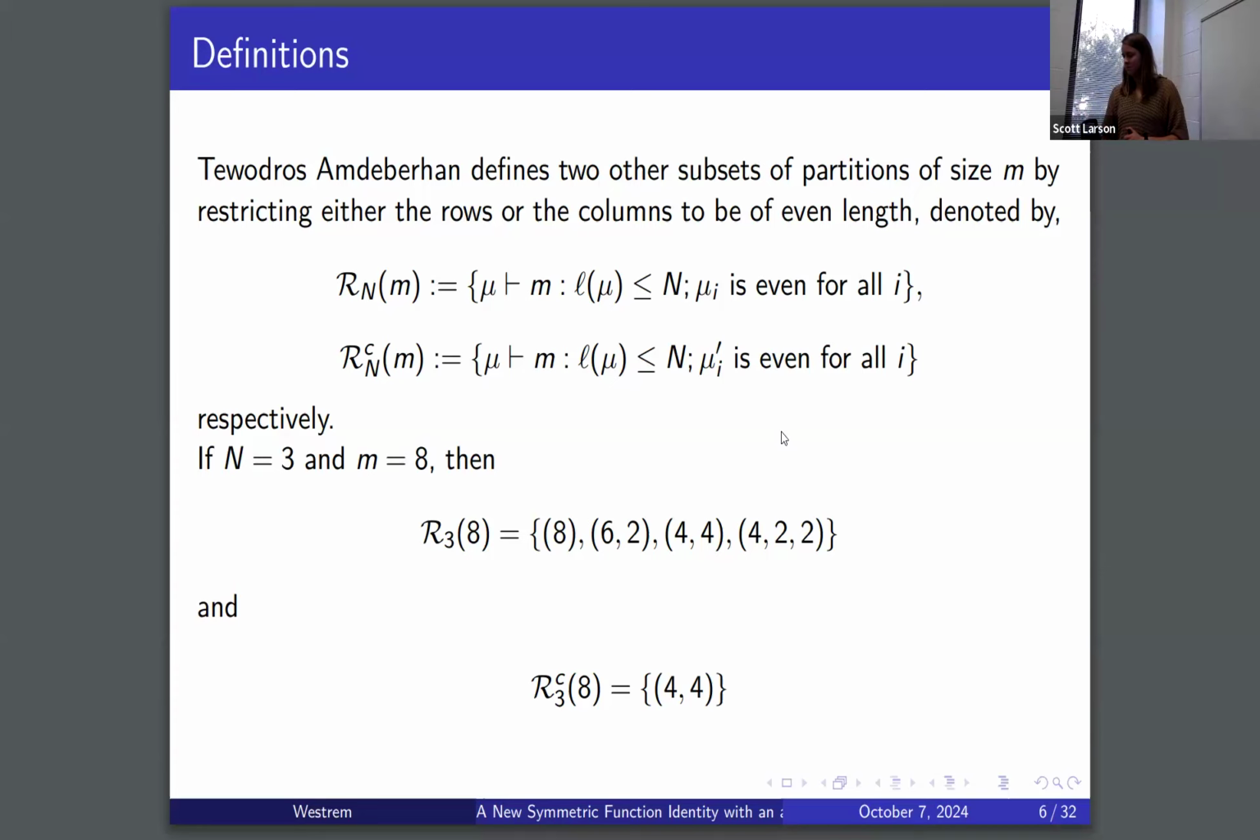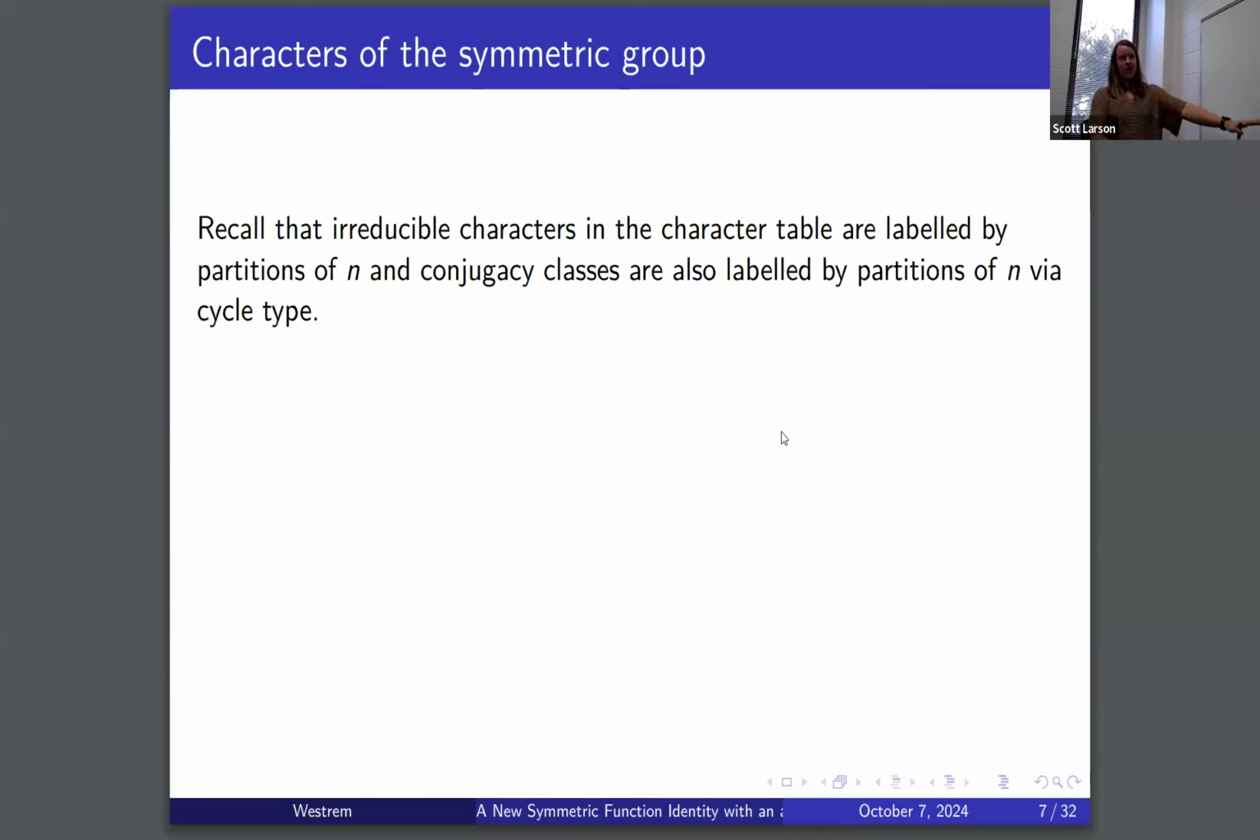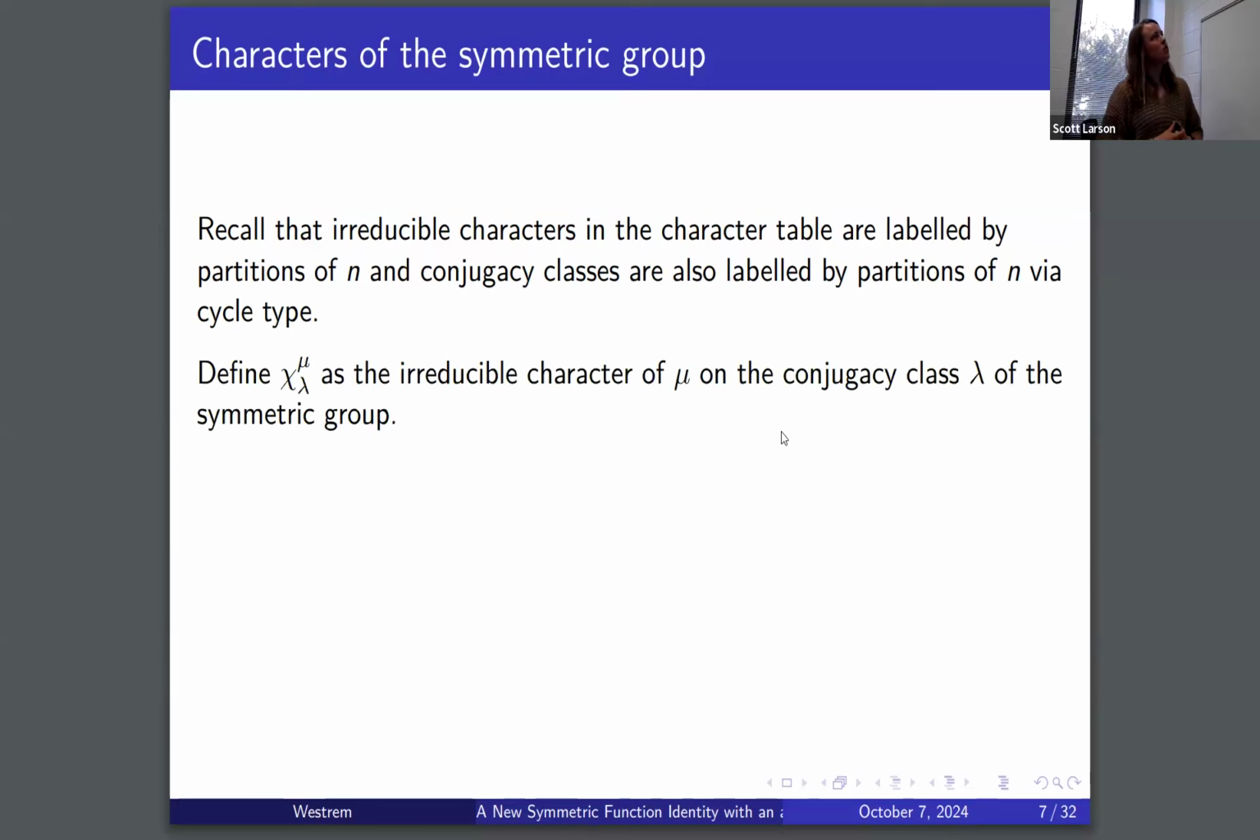Okay, so we'll put that aside for now, a little bit of partition theory, and we'll come over to the characters of the symmetric group now. So now we're talking about irreducible characters that show up in the character table. These are labeled by partitions as well, and the conjugacy classes are also labeled by partitions of n via their cycle type. So we're still working a little bit in partition theory here. So we have chi of mu sub lambda as our irreducible character of mu on the conjugacy class lambda, again in the symmetric group.